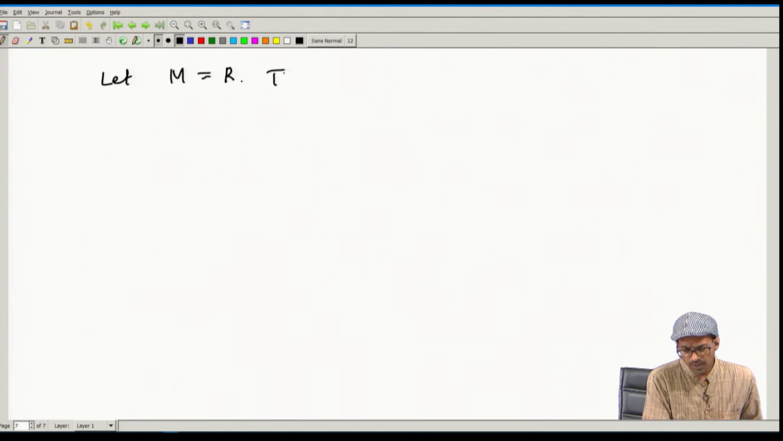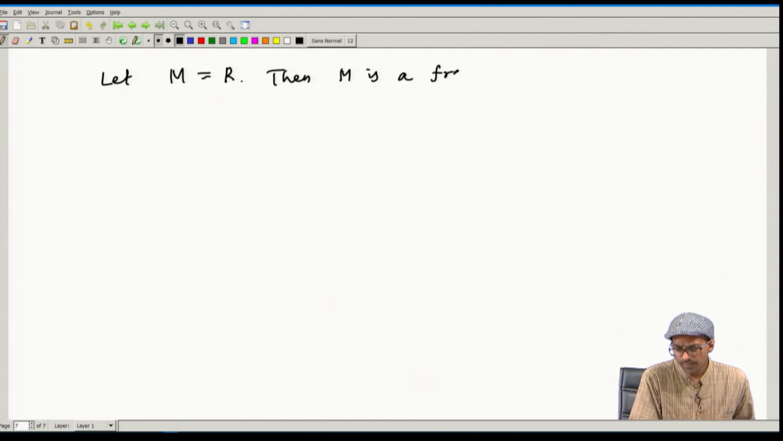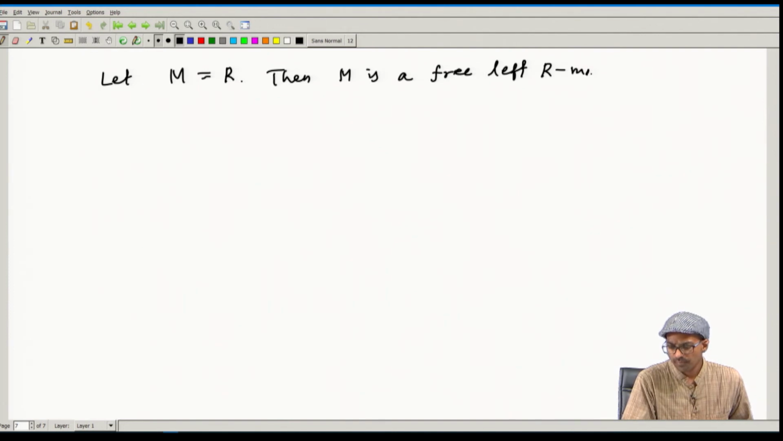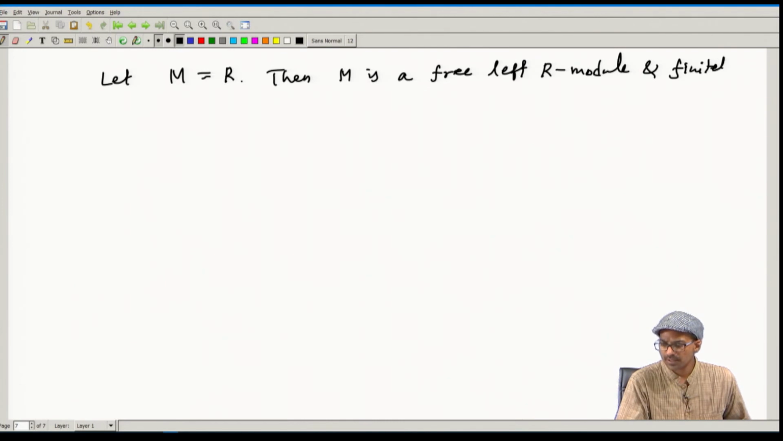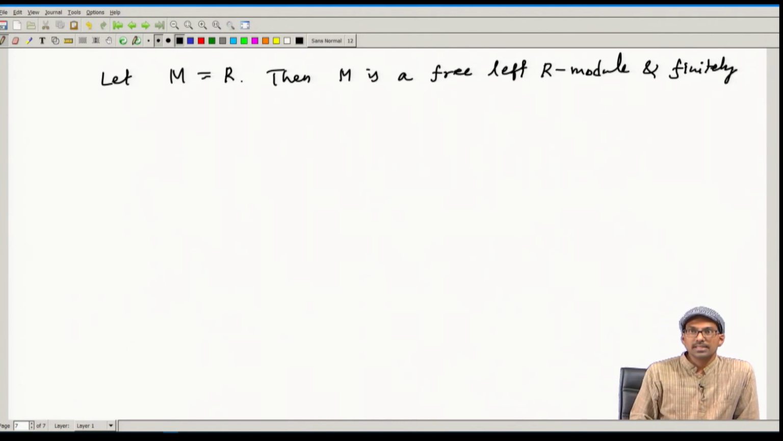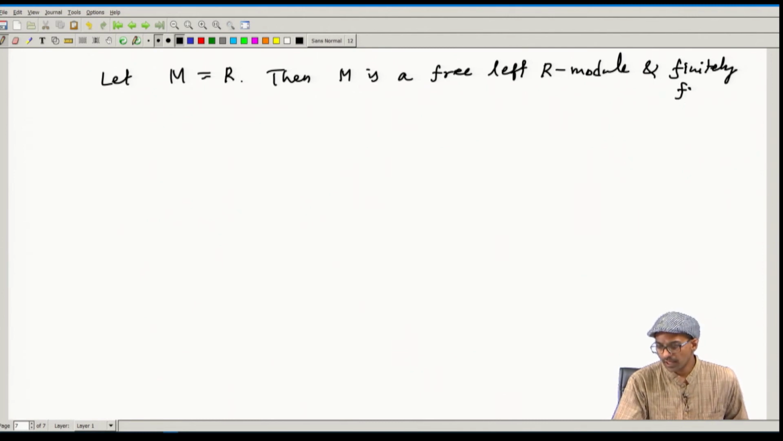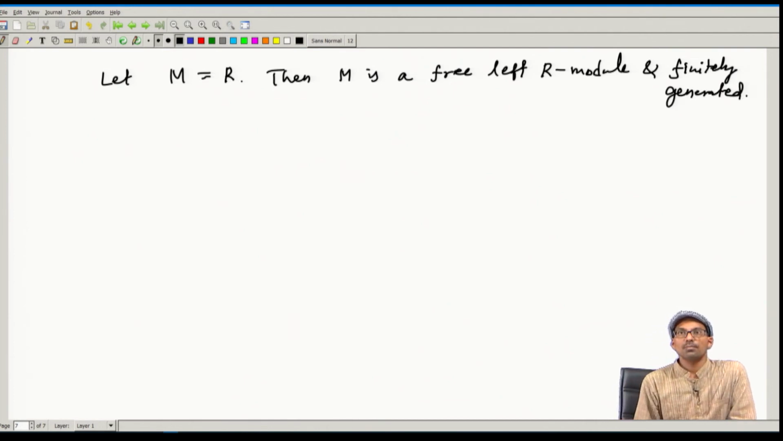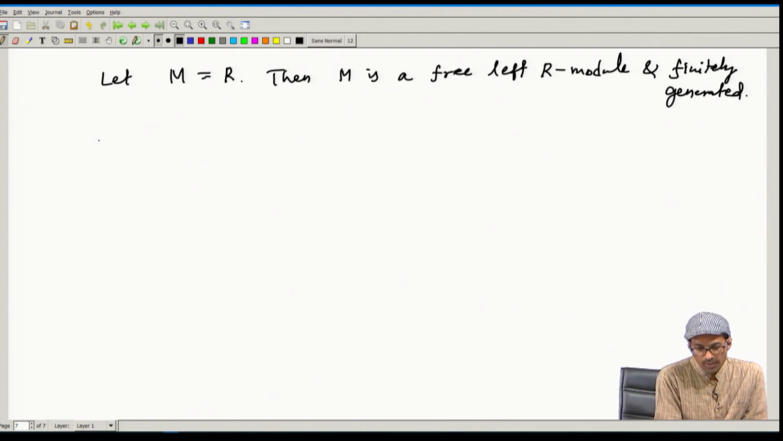So then we know, as usual, M is a free left R module and finitely generated also, right, because our basis contains the singleton set {1}, which is a finite set. This generates M over R, therefore it is finitely generated. It is a free left R module and it is also finitely generated. Now let us consider N.